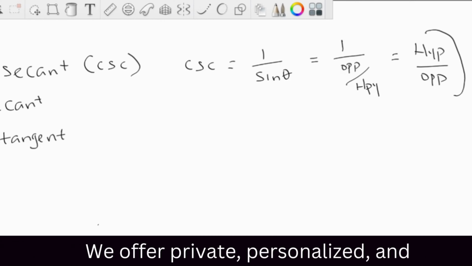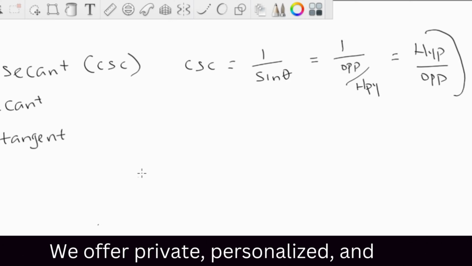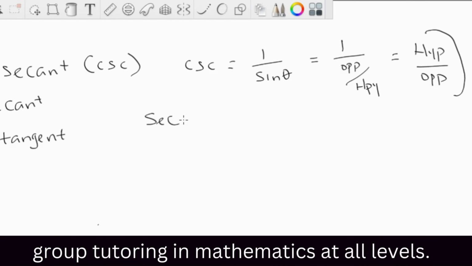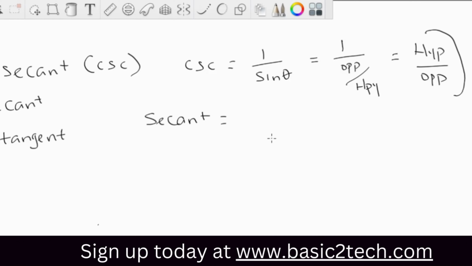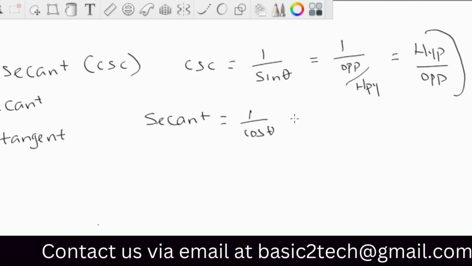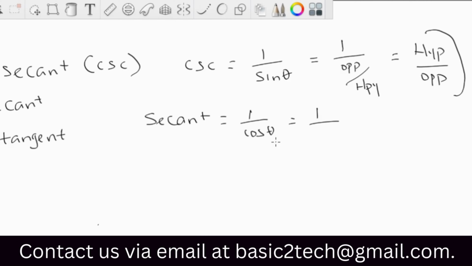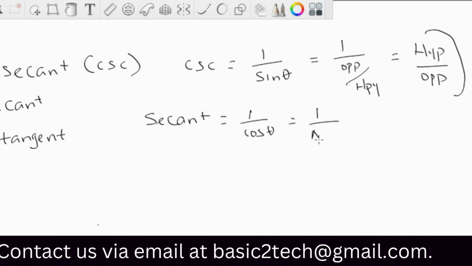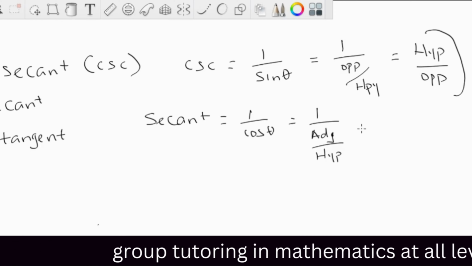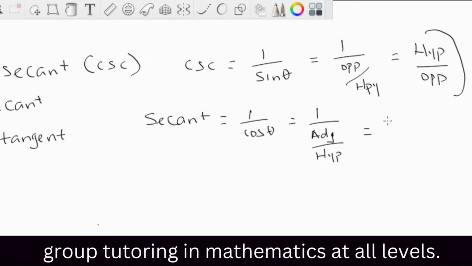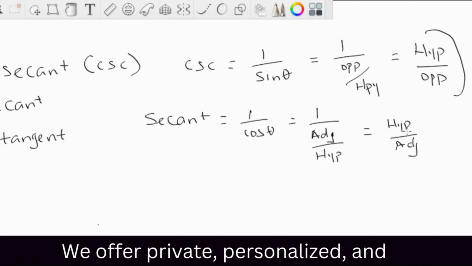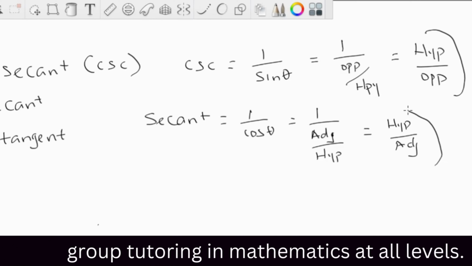Our next is secant. Secant is the reciprocal of cos theta. That is, we have 1 over cos, and cos is adjacent over hypotenuse. So that means that our secant is hypotenuse over adjacent. This is the trig ratio for secant.